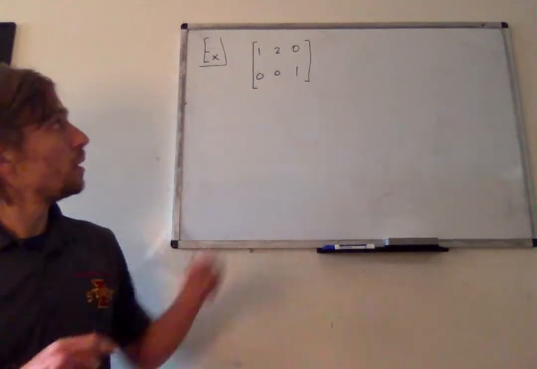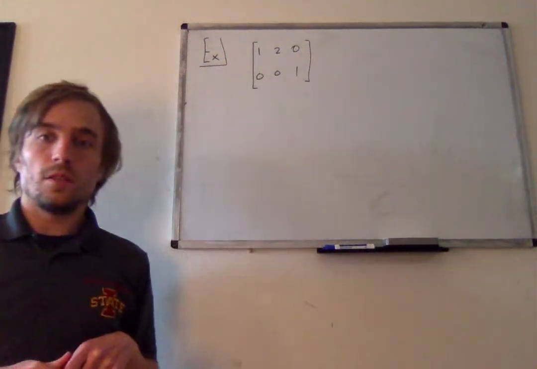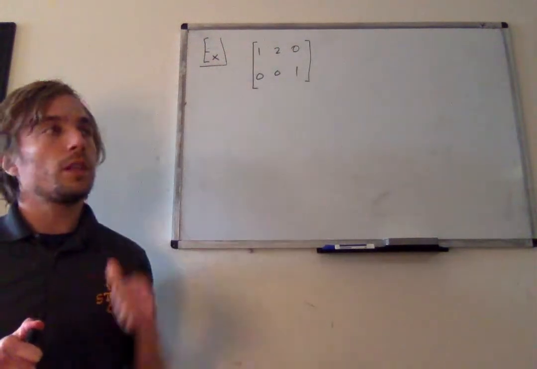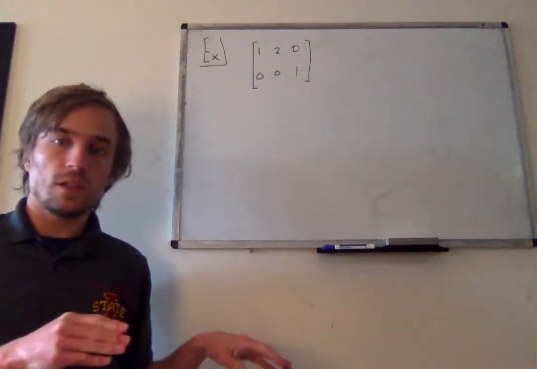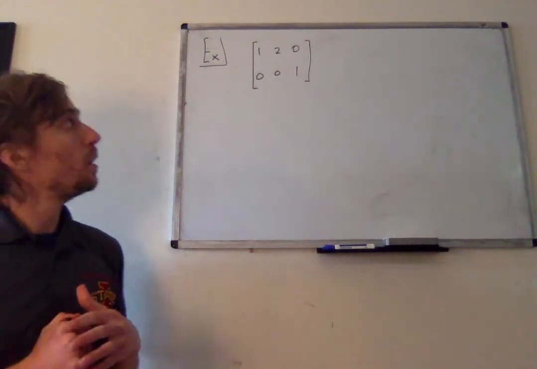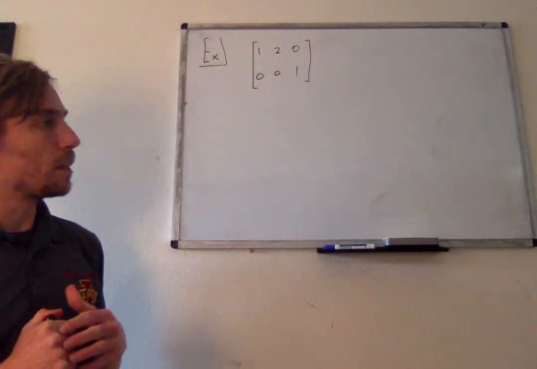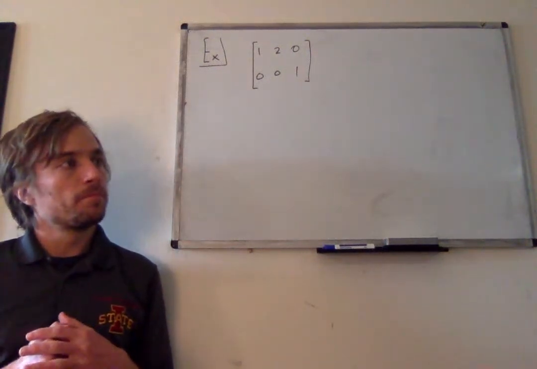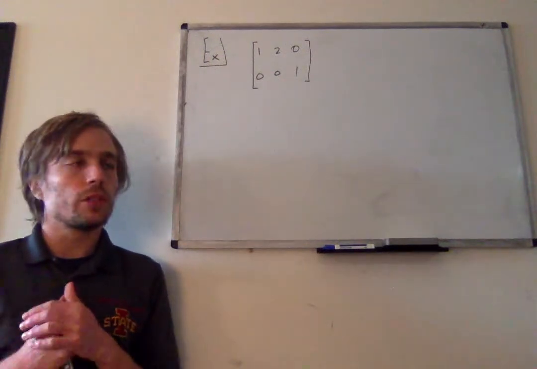Why is that? Well, leading 1, 0 is below it. Leading 1, 0 is above it, so we're good there. No non-zero rows, we don't have to worry about that. And so notice here we're good. And obviously both of our entries are leading ones.